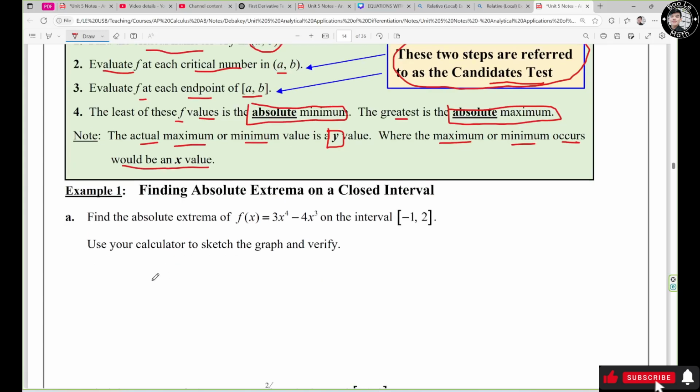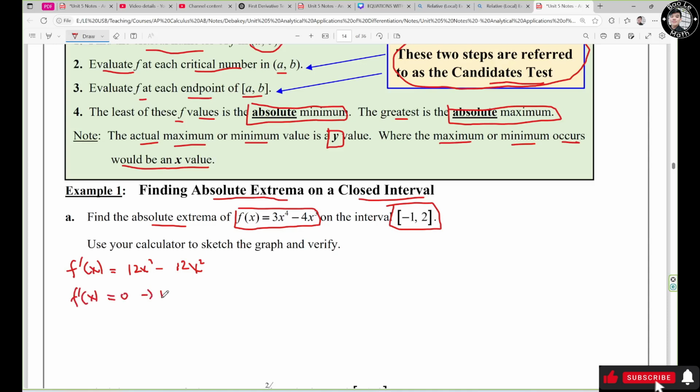Now, example number 1. Find the absolute extrema on a closed interval. Question A. Find the absolute extrema of the function f of x equals 3x^4 minus 4x^3 on the interval -1 to 2. So first, you need to find the first derivative. It's going to be 12x^3 minus 12x^2. And then you need to find critical numbers by letting f prime of x equal 0.